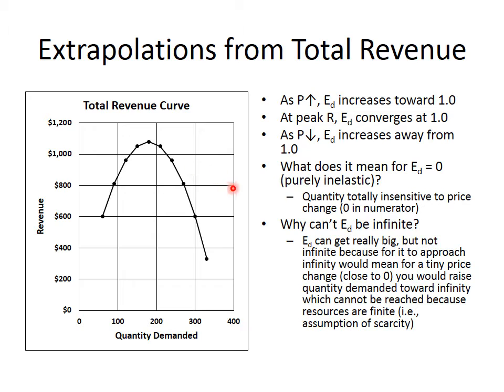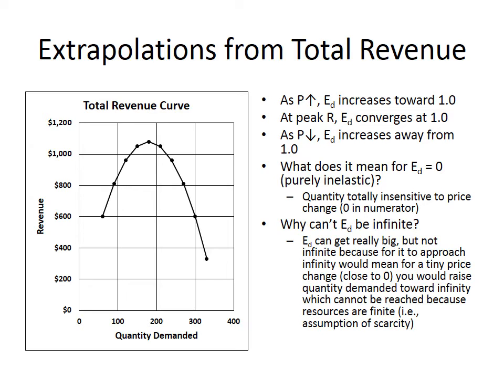Now we talked about this already. What does it mean if the elasticity coefficient is 0? Well, it means that quantity would be completely insensitive to a price change, meaning that there would be a price change and no quantity change at all. Well, we know from the law of demand that that's not going to happen. So it exists only at an abstract theoretical level, because it's not actually going to happen. But what about it being infinite? Could it be infinite? Well, the idea is that no, it can't be infinite.